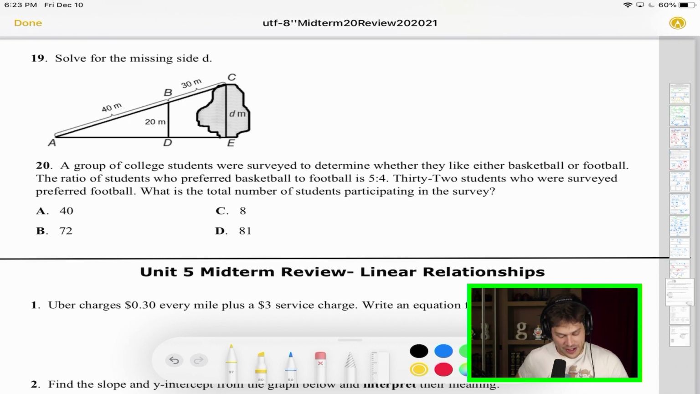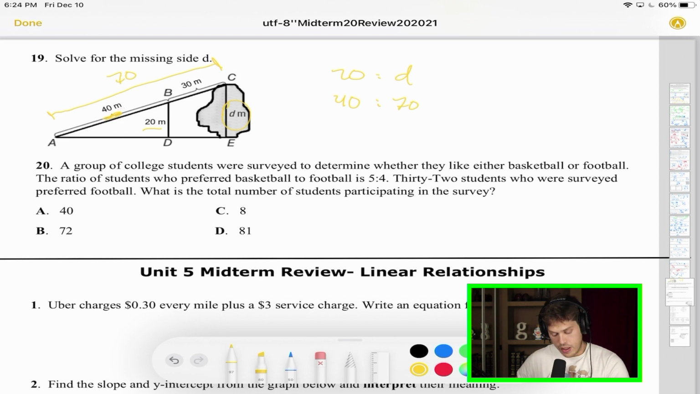Wow. Solve the missing side, D. So we have 20 meters is to D. So 20 is to D as what is to what? Well, this whole thing is 70. So D is our longer, so 70 is going to be over here under D. And then 40 is our smaller triangle. So D is going to be 35, I believe.